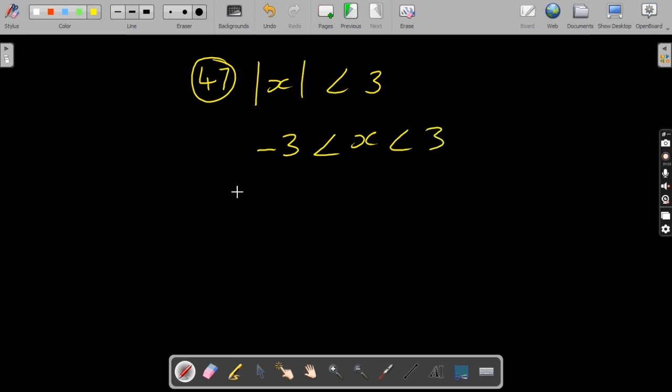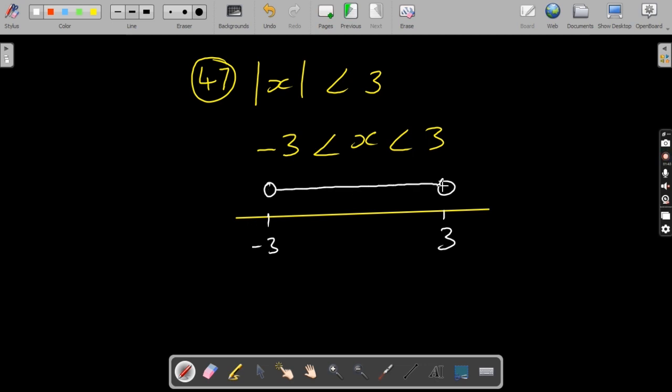And I just want to go through what this means, because that is literally our solution. There's nothing more that we can do. So this is what this means. If you plot -3 and 3, it basically says this whole region is your solution. And if you plug in any value that's between these two numbers, its absolute value, or the result, will be less than 3. And you can try that.